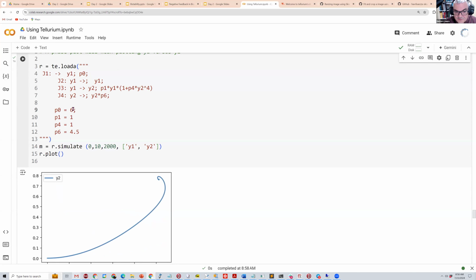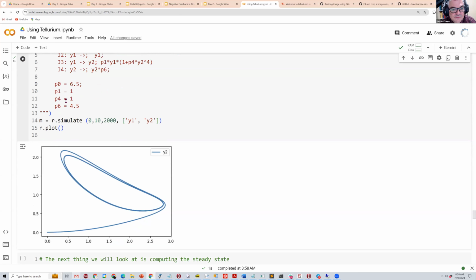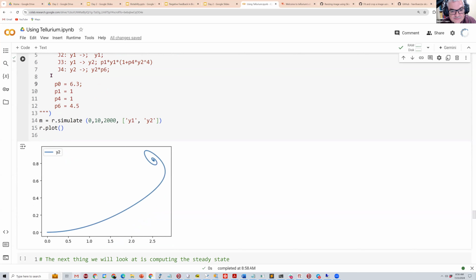Now at the moment, it's actually reaching a steady state, all right? It's not actually oscillating, but you can see there's a bit of a twist in the trajectory. If I go to 6.5, oh, it's already done it. Okay, so I have to drop down to 6.3. Oh, yeah, let's do one more then. 4.